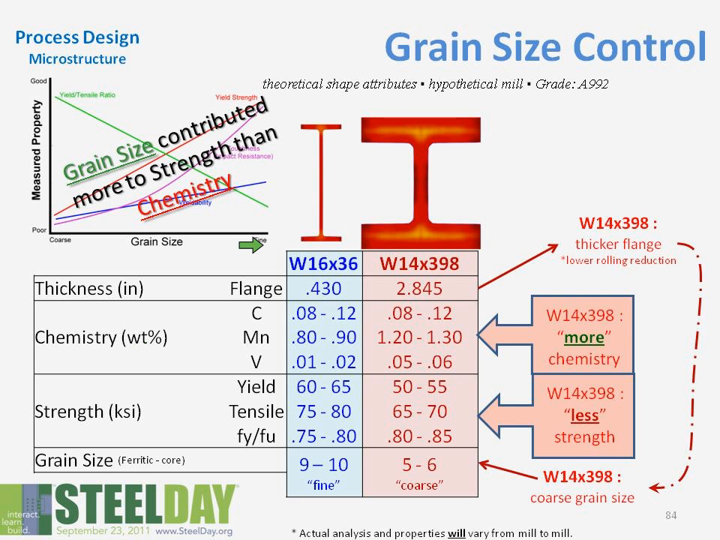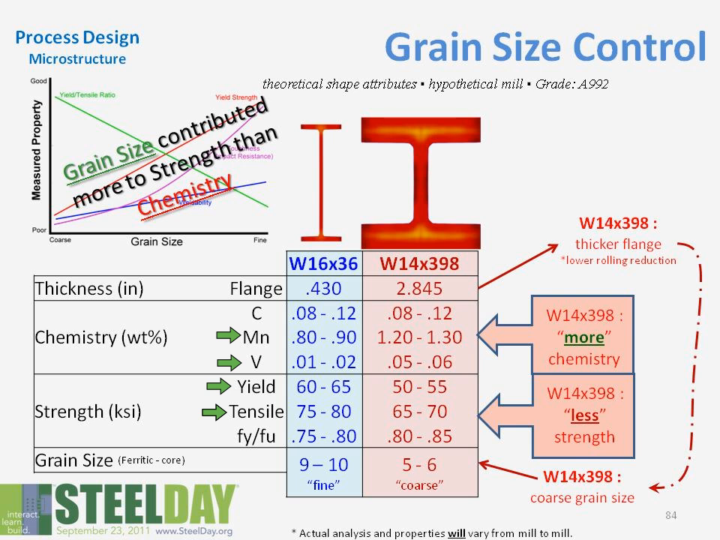If we again take a hypothetical size of 16 at 36 and compare that to a hypothetical 14 at 398, obviously we have a difference in flange thickness. We've just discussed what that's going to do to the grain size. Carbon's about the same. The 14 at 398 actually has more chemistry, more manganese, more vanadium. If chemistry gives it strength, you would think you have a stronger shape with the heavier size, but in effect, you look at the yield and tensile, we are going to have less strength with the heavier size.